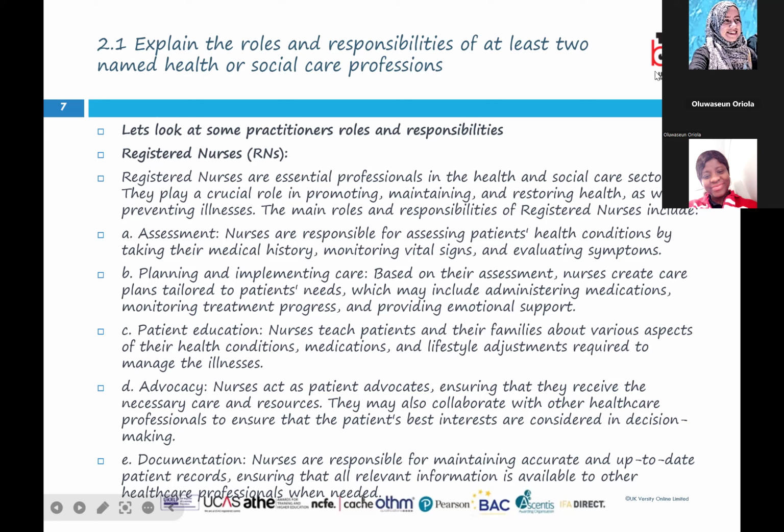Patient education: public health nurses especially, and other nurses also, teach patients and their families about various aspects of their health conditions. They make them aware of their own health conditions, giving them information, and then giving their health in their own hands to some extent, for making informed decisions, as well as the medications and lifestyle adjustments that are required to manage their illnesses.